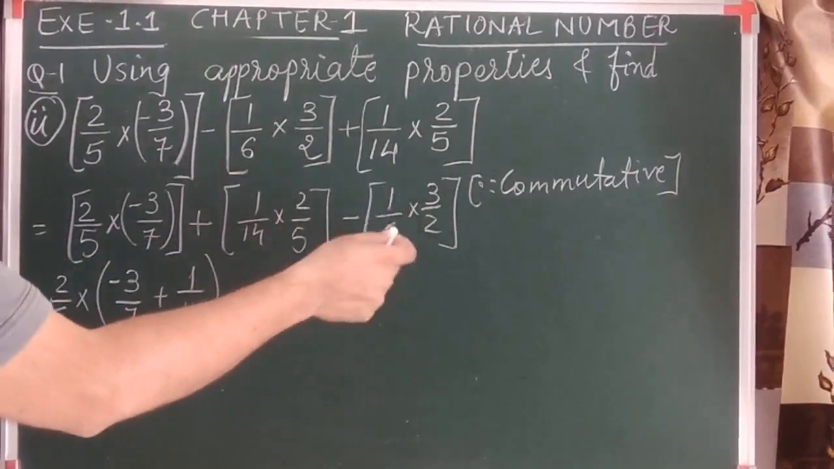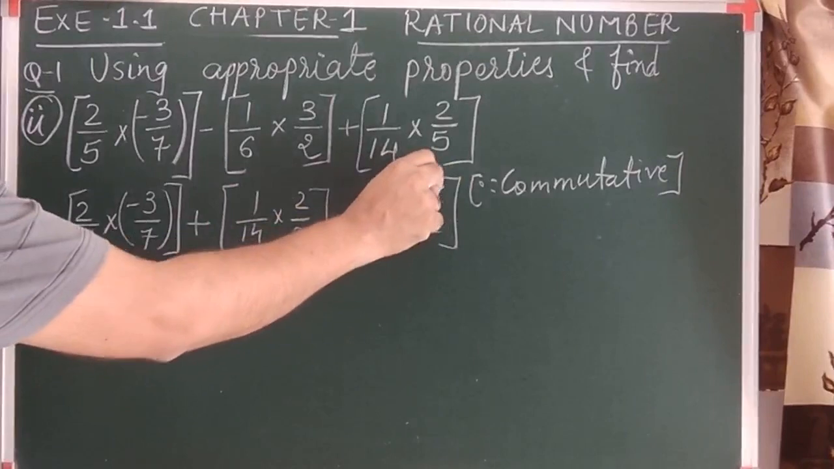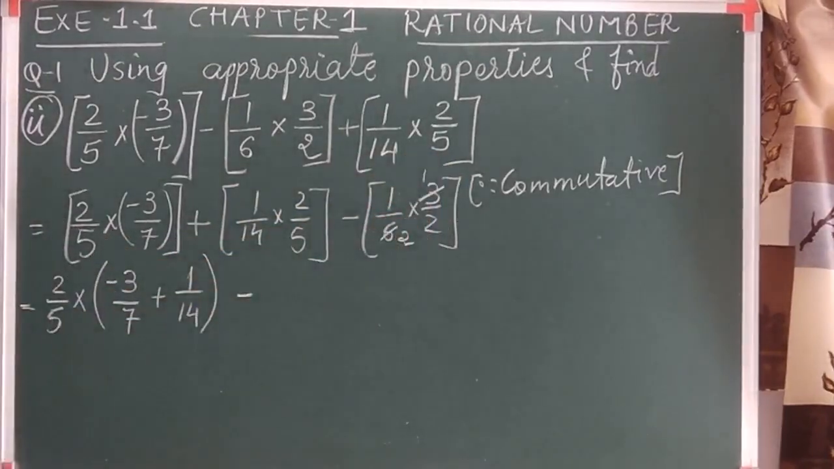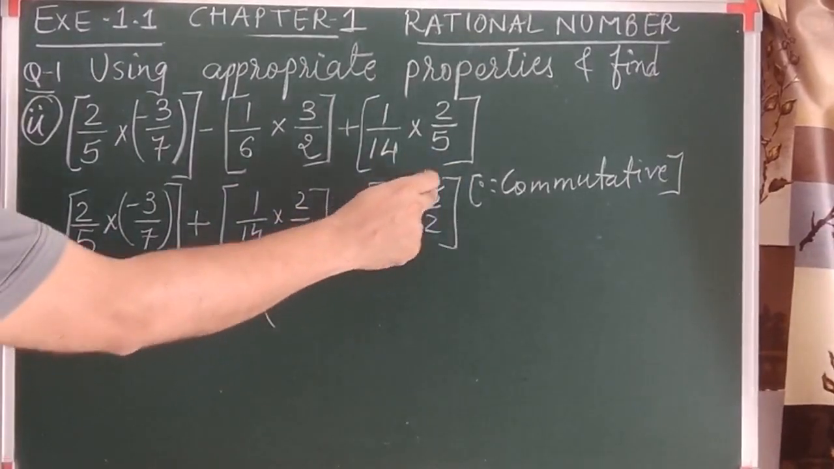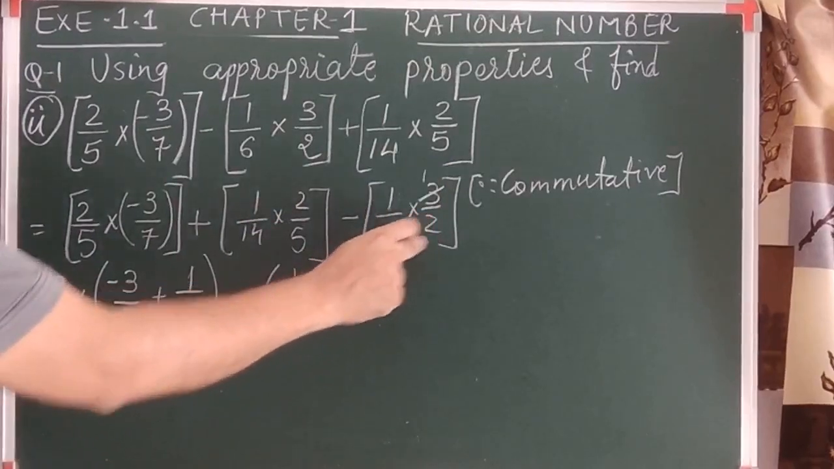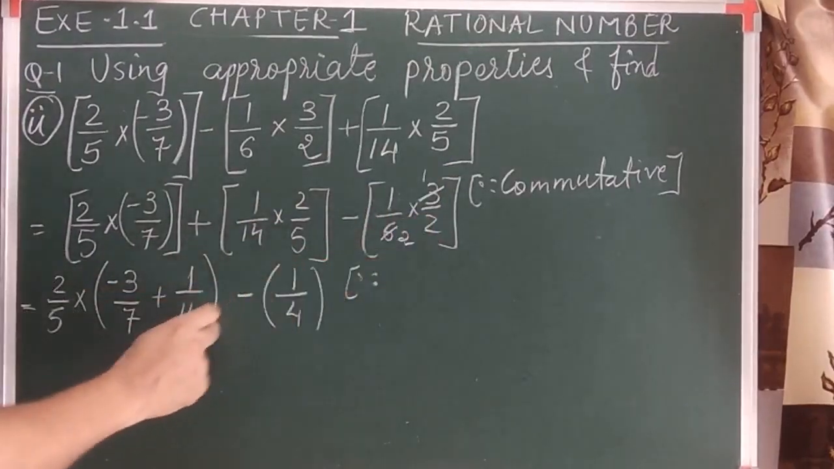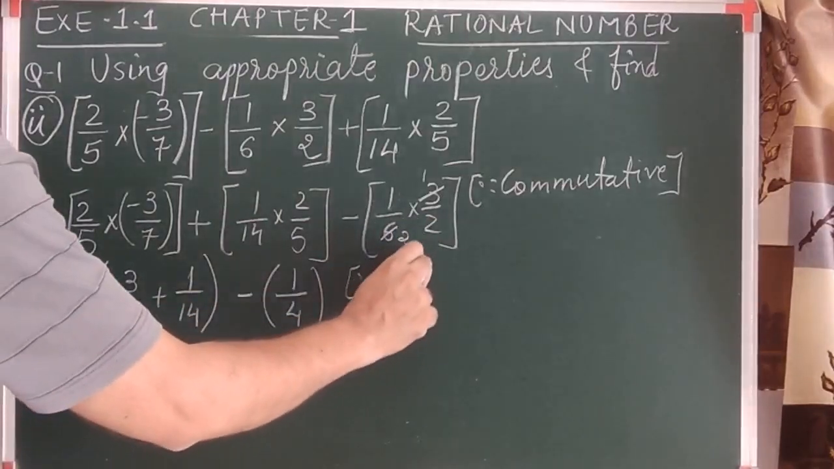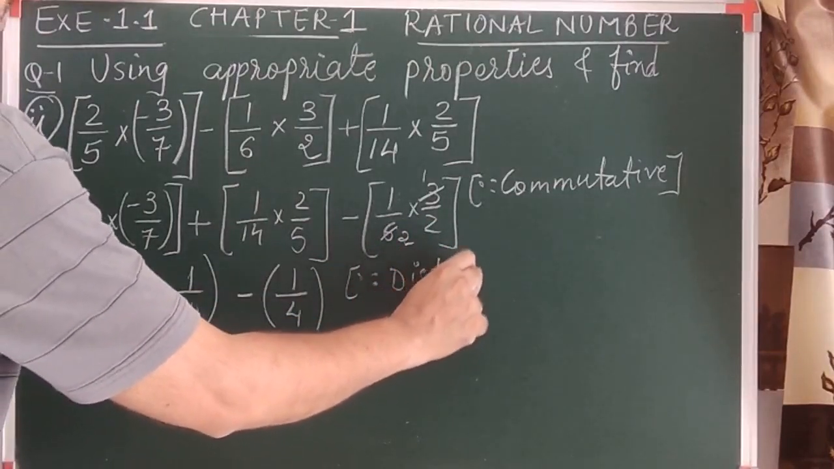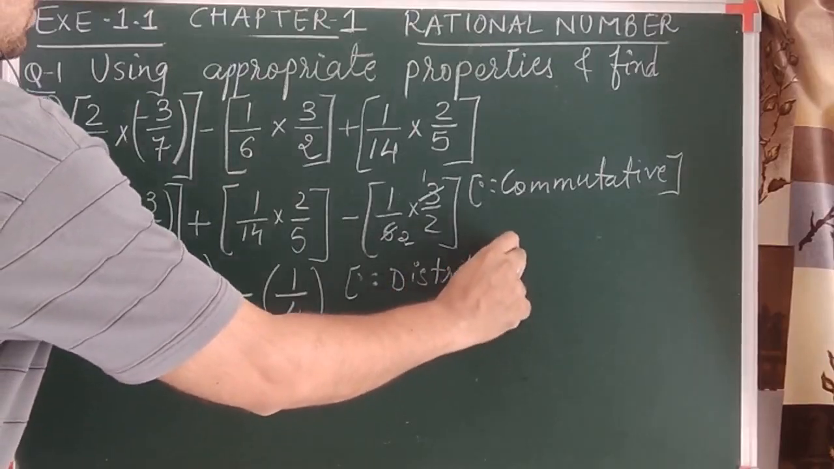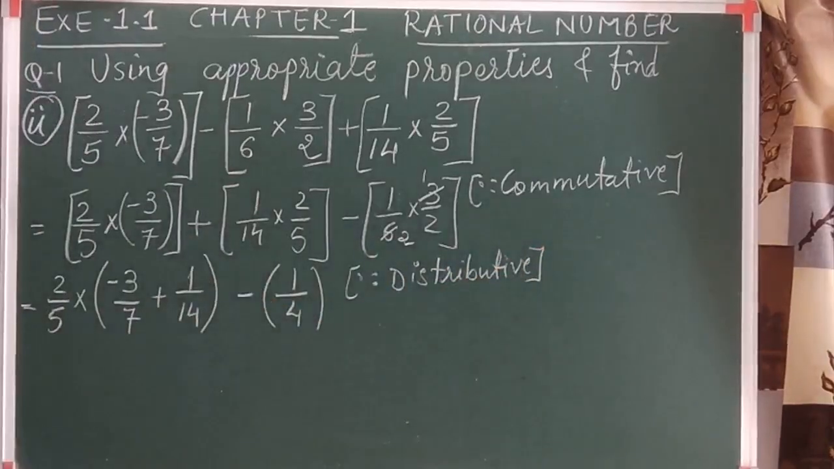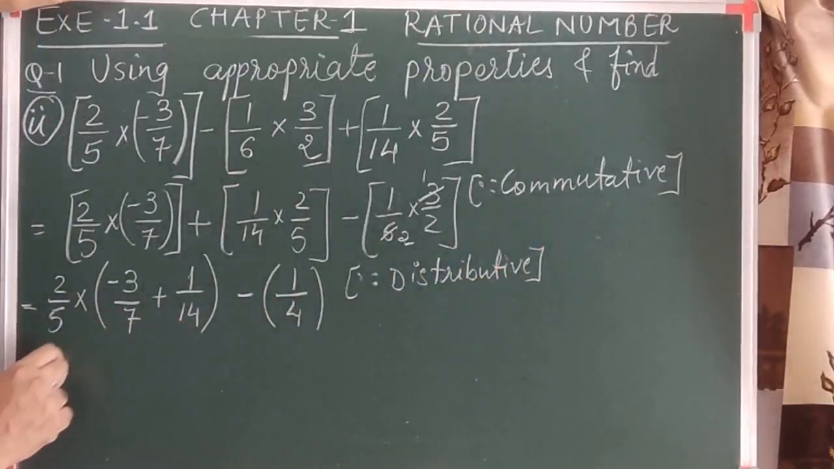But if you observe this, I can see that here there is a cancellation. 3 ones are 3, 3 twos are 6. You can go for it. So which terms remain here? 1 in the numerator and 2 twos are 4 in the denominator. So which property have I used here? Correct. That is the distributive property. Distributive property I have used. Now let's simplify this term.